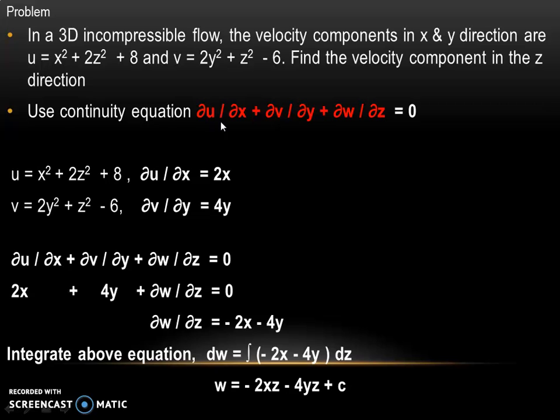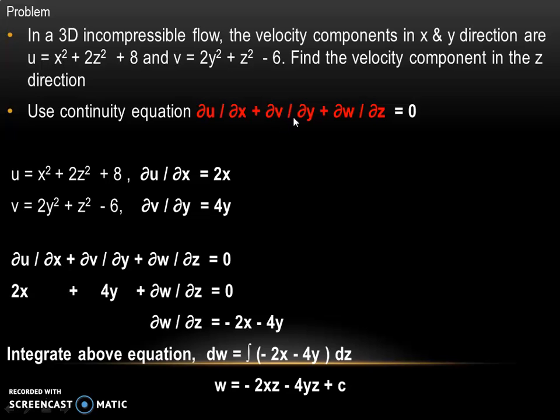To begin with, we will find out what is dou u by dou x. So for that, we will use the equation available for u, which is equal to x square plus 2z square plus 8. Dou u by dou x is equal to n x raised to n minus 1. Here n is 2. So 2 into x raised to 2 minus 1, which will be x raised to 1. So dou u by dou x is equal to 2x.